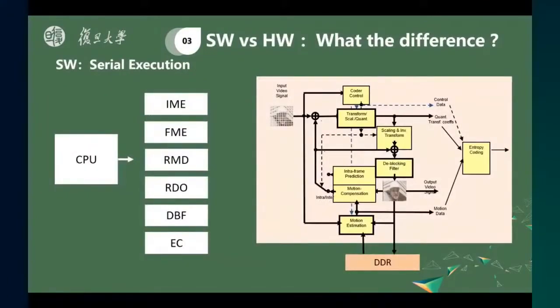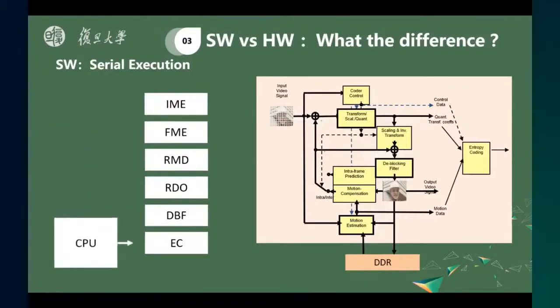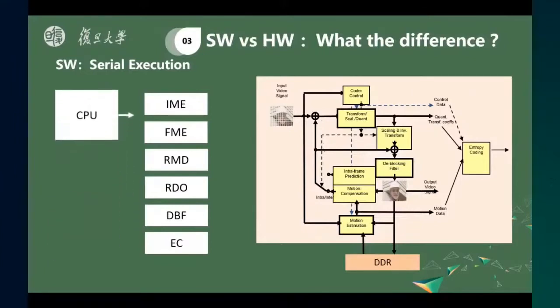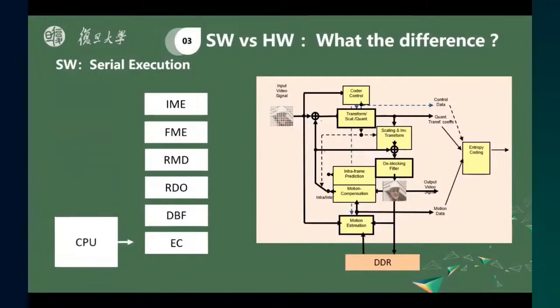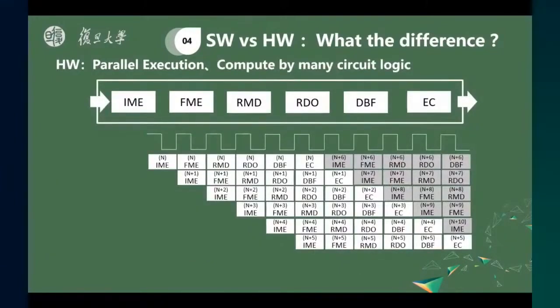And what are the differences between software and hardware codecs? For software, everything is processed in serial execution. So the CPU can do each part of the codec. There are no data dependencies. You can write your algorithm very freely.